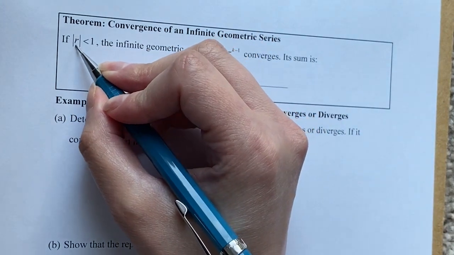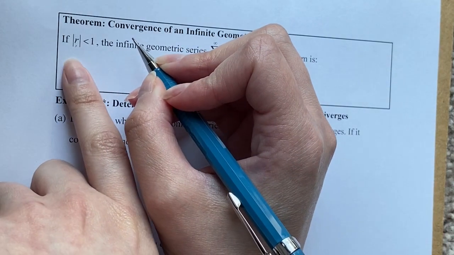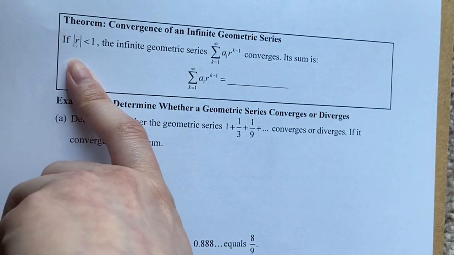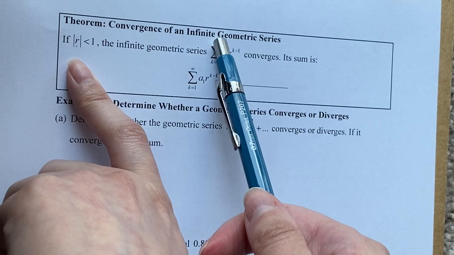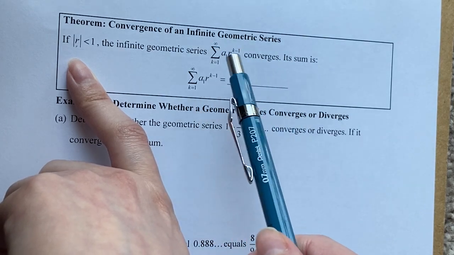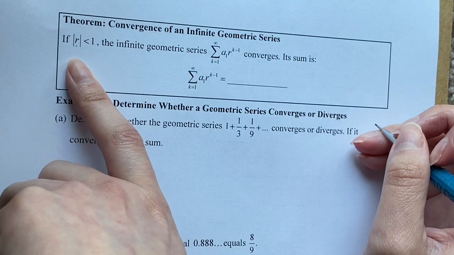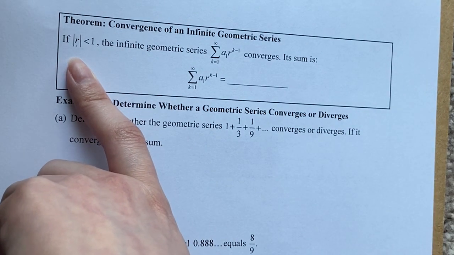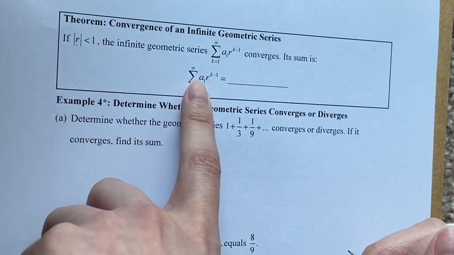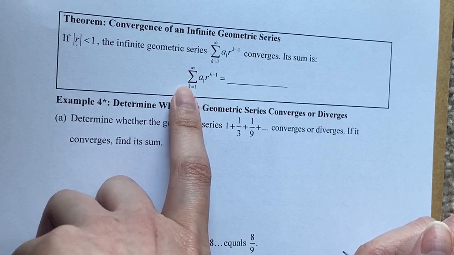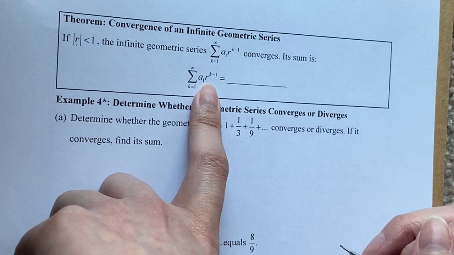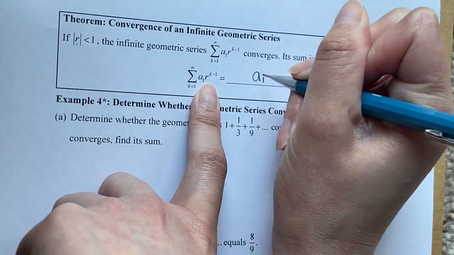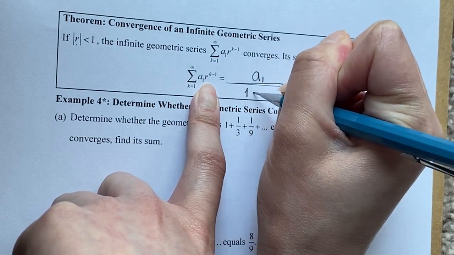This is r, nothing more than the common ratio. So the condition is here. If the absolute value of the common ratio is less than 1, we say that the infinite geometric series converges. As easy as that. Its sum is going to be equal to the summation from k equals 1 to infinity, as you can see, we have infinity now instead of n, of a sub 1 times r to the power of k minus 1, and this is always equal to a sub 1 divided by 1 minus r.